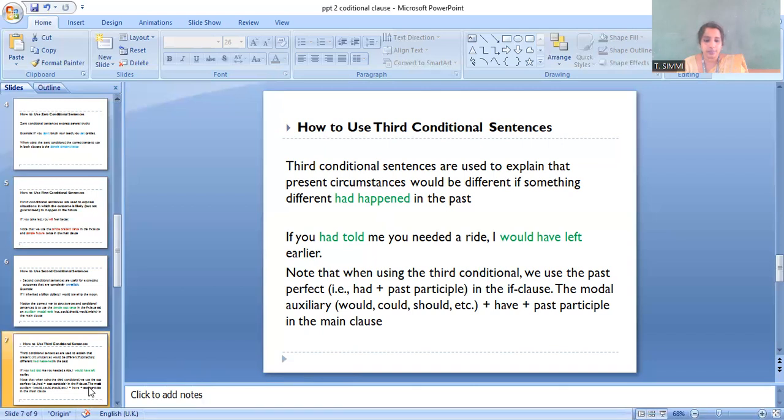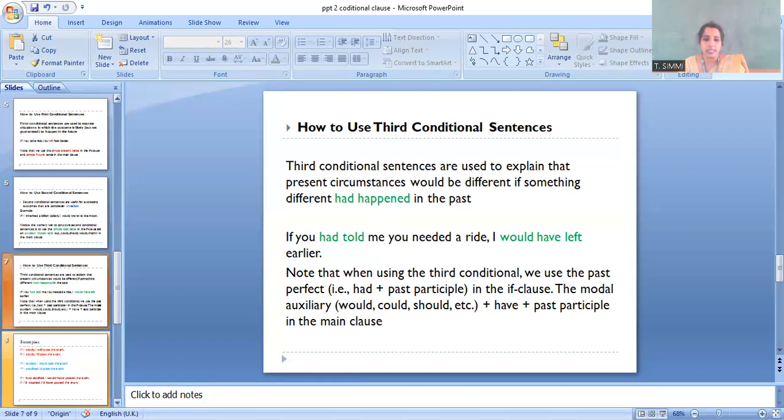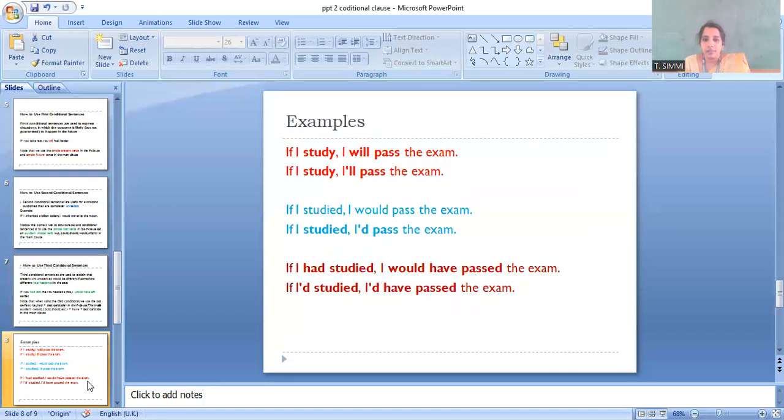So this is a third conditional sentence. These are the four types: the first one is zero conditional, the second one is first conditional, the third one is second conditional, and the fourth one is third conditional. And see the example. After going through this example, we shall wind up. If I study, I will pass the exam. This is the longer form, and the shorter form is if I study, I'll, and we have to use an apostrophe: I'll pass the exam.